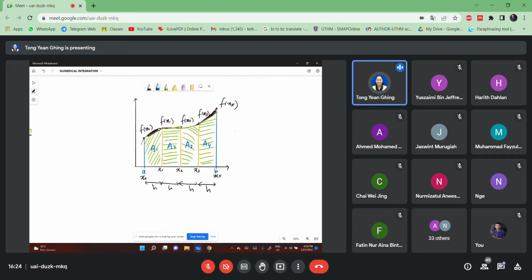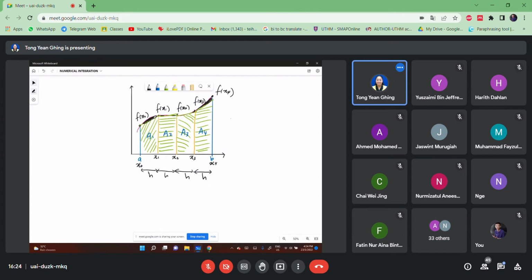So we divide into 4 segments. We call it N, based on how many segments; N is 4. When we want to find the area, the area is equal to A1 plus A2 plus A3 plus A4, right? Where A1 is 1 over 2 times (X1 minus X0) times F(X0) plus F(X1).